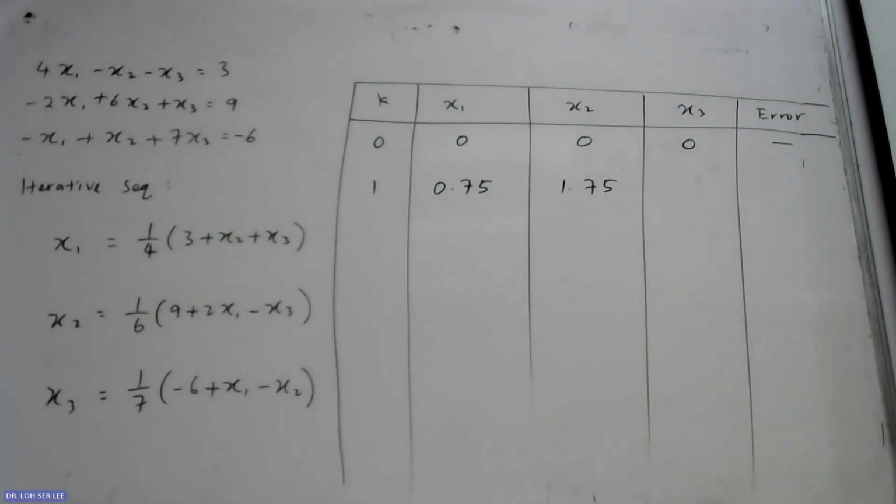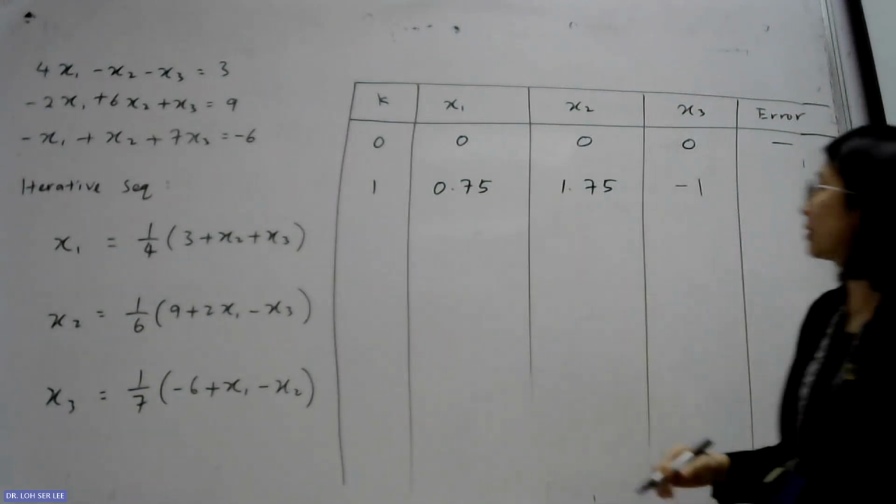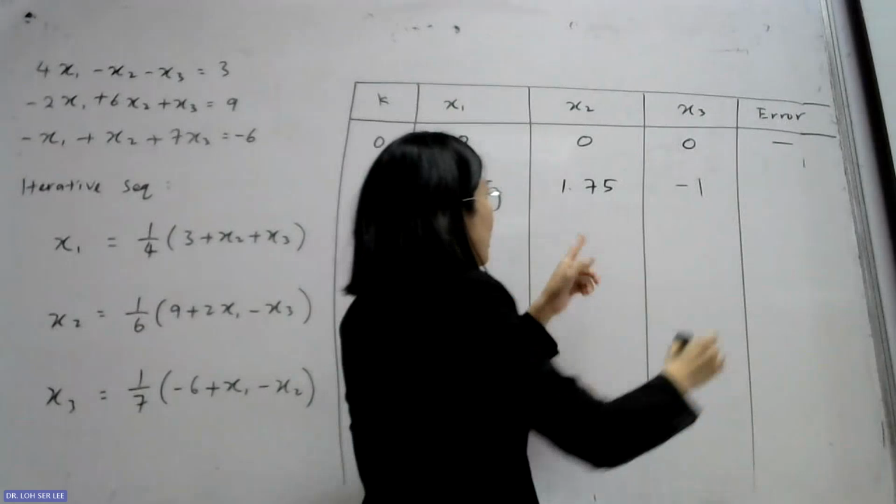Okay, what is x3? Negative 1. Negative 1. So the error is 1.75.